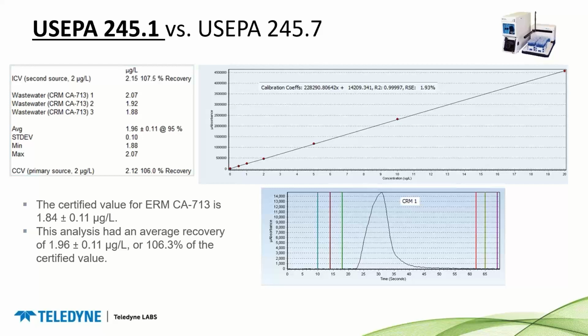It was 0.9997. My RSD was below 2%, so it's awesome. And my ICV and CCVs are really good. They were at 107 and 106% as well. So everything was looking really good.